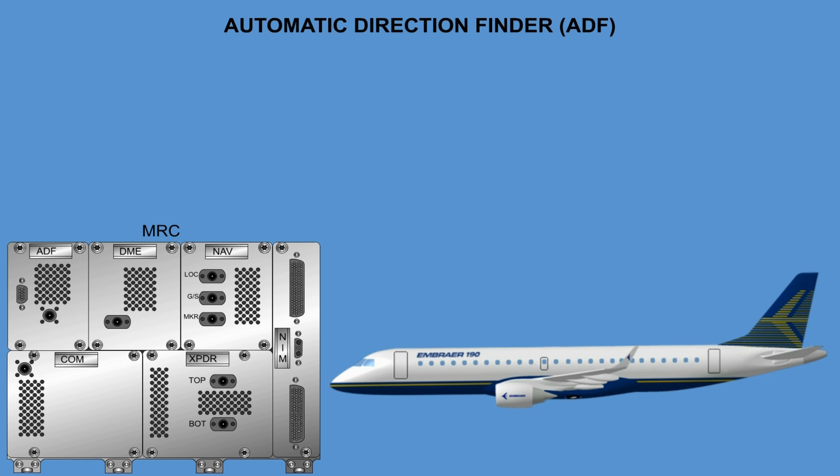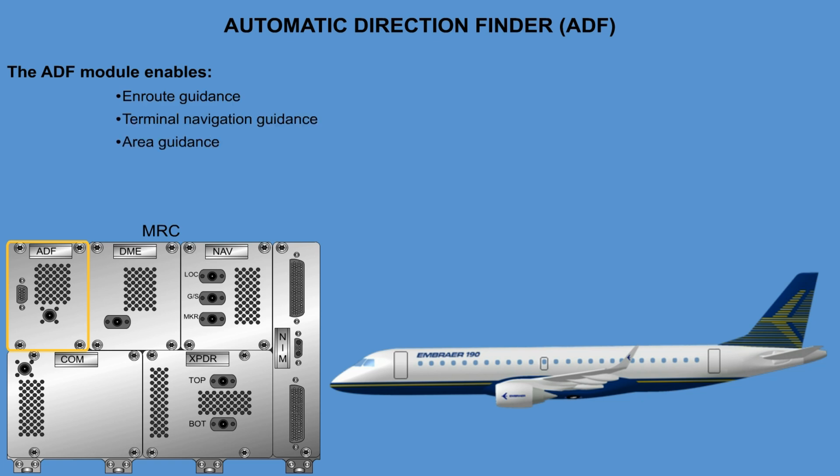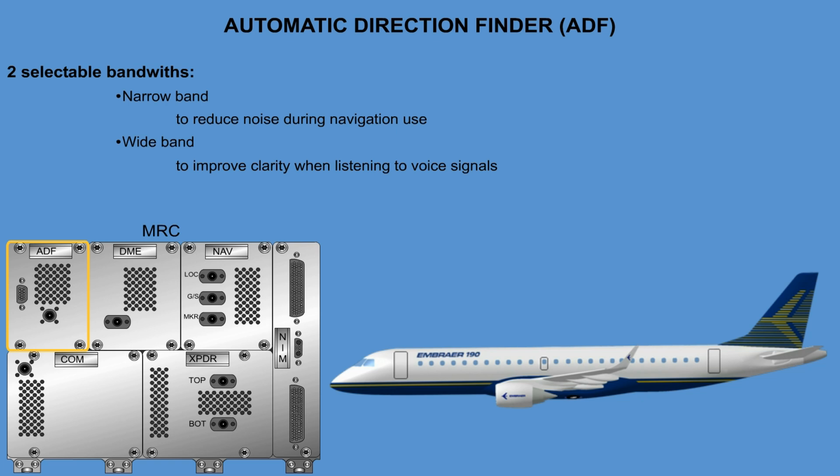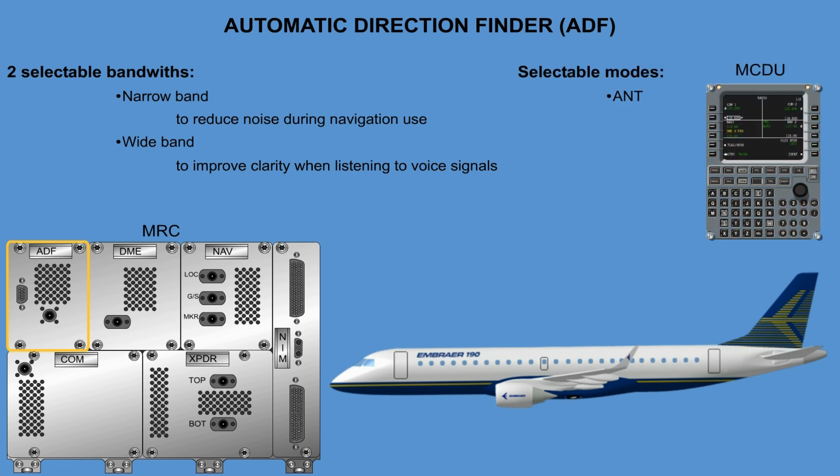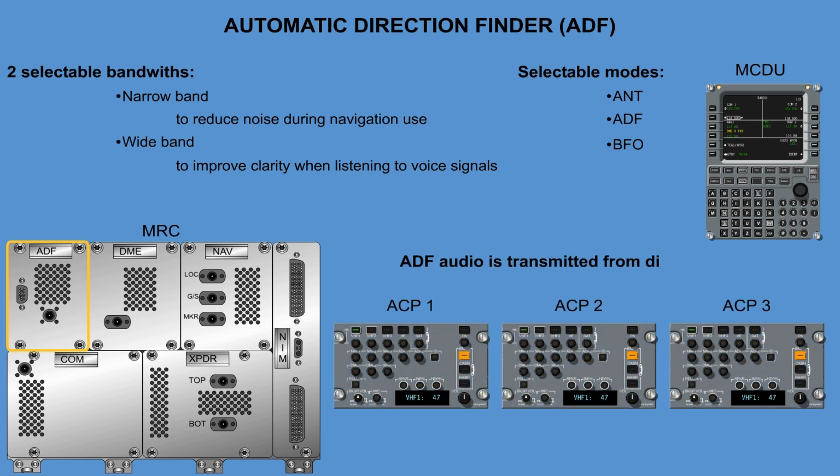The Automatic Direction Finder system is an integrated part of the EPIC avionics suite. The ADF module enables en route and terminal navigational and area guidance. The ADF has 2 selectable bandwidths, a narrowband mode to reduce noise during navigation use, and a wideband mode to improve clarity when listening to voice signals. The selectable modes are antenna, ADF, and beat frequency oscillator. ADF audio is transmitted from the digital audio bus to each audio panel in the system.